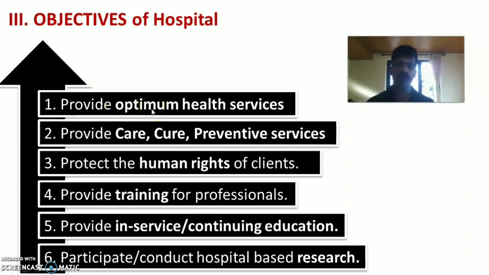First one is to provide optimum health services. Second one is to provide care, cure, preventive services. Third one is to protect the human rights of all the patients. The fourth one is to provide training for professionals. Fifth one is to provide in-service and continuing education to the employees. And last one is to participate in or conduct various hospital-based research programs or activities or projects.